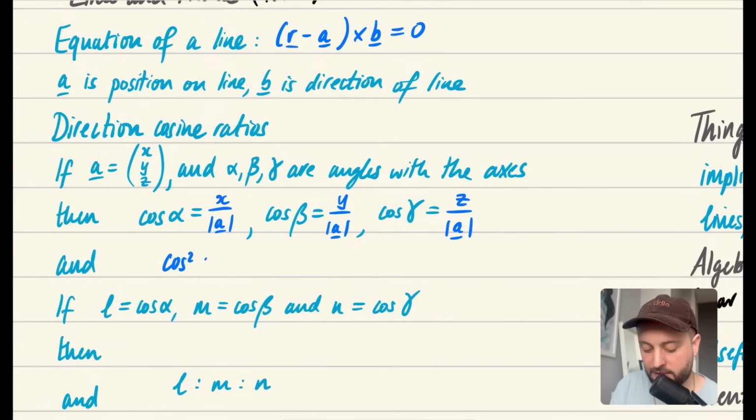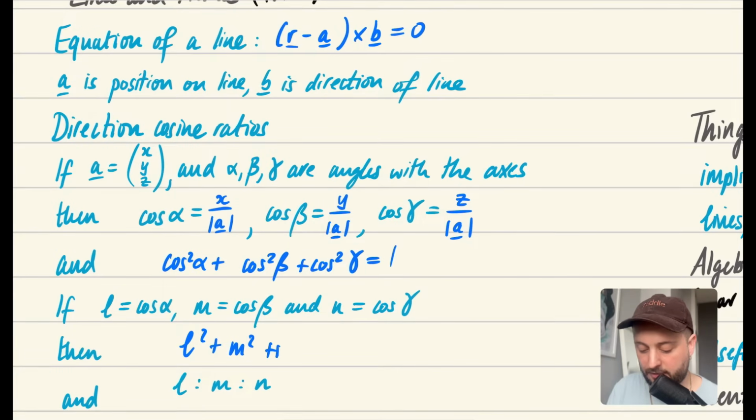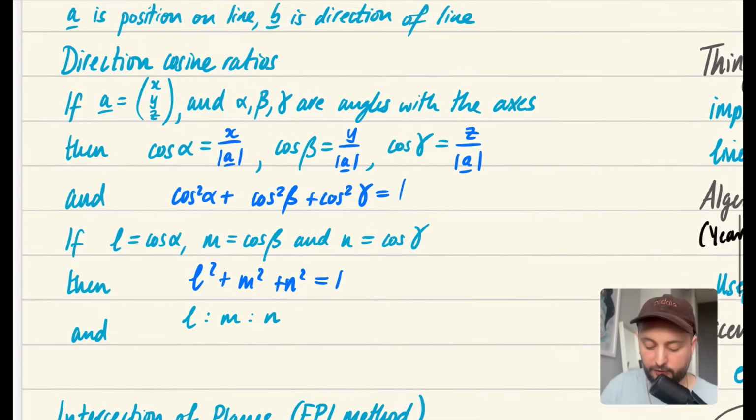So I'm just going to write down that cos squared alpha plus cos squared beta plus cos squared gamma is equal to 1. And then we start introducing some other letters to simplify the way this looks. If L is equal to cos alpha and M is cos beta and N is cos gamma, then you can do a similar thing, which isn't that exciting: L squared plus M squared plus N squared equals 1, just in case you see it written in a different form.